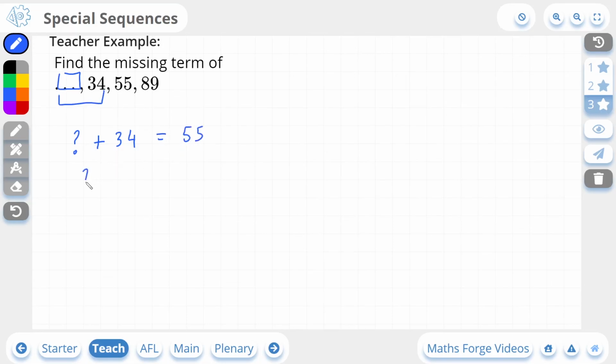So rearranging this to find out what this question mark is, if it's plus 34 on this side, then it's going to be minus 34 on this side from balancing equations. And therefore, the missing term in this sequence must be 21. And if we check our answer, there it is. And that's it for the lesson on special sequences.